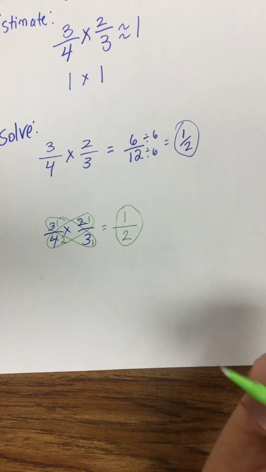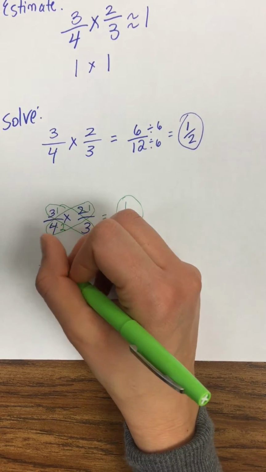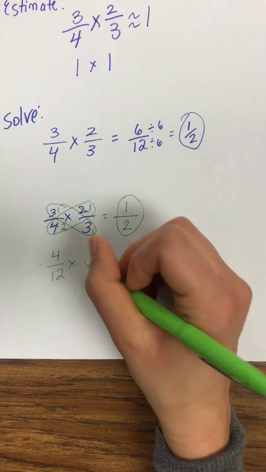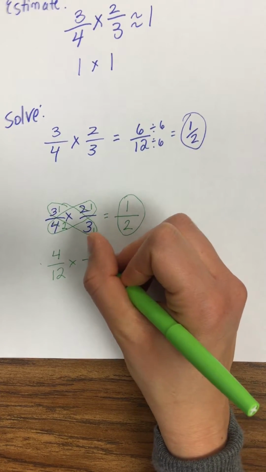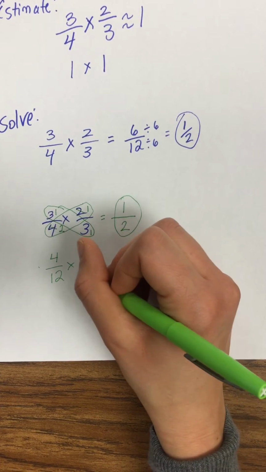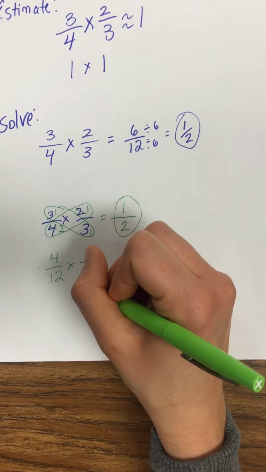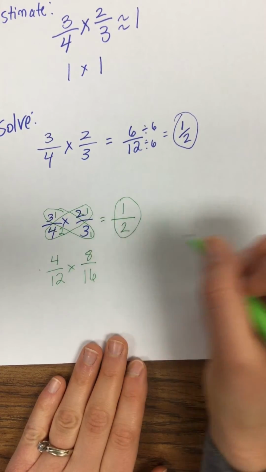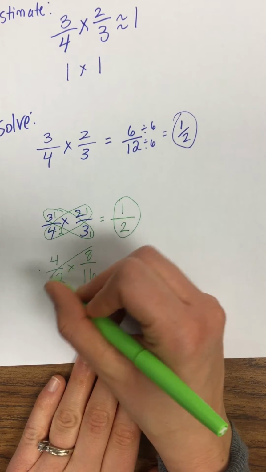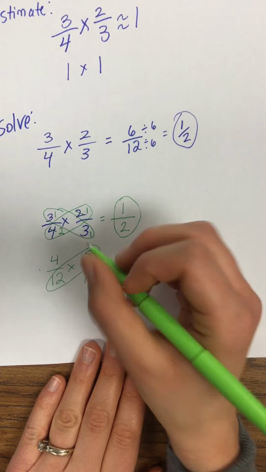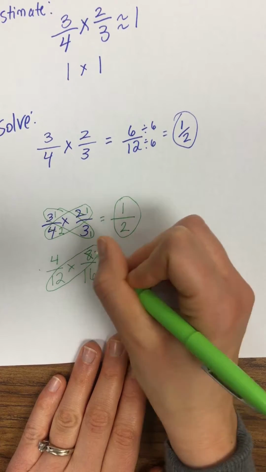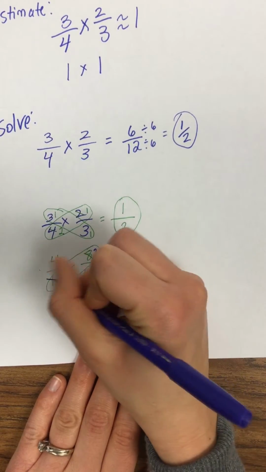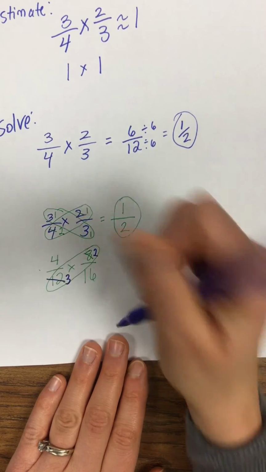We'll do another one like that just to check. Let's do 4/12 times 8/16. Okay, so I know, cross fractions, 8/12, I know that 4 goes into both. So when I divide 8 by 4, I'm going to get 2. When I divide 12 by 4, I'm going to get 3.